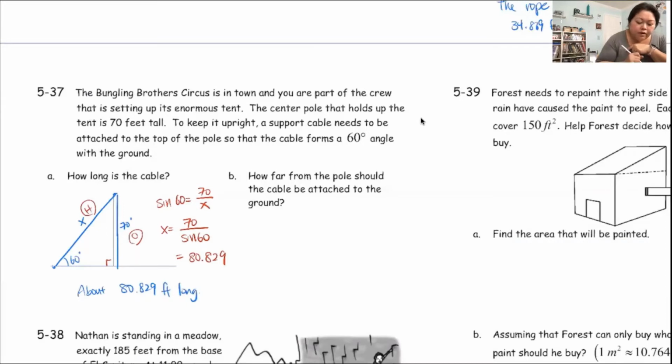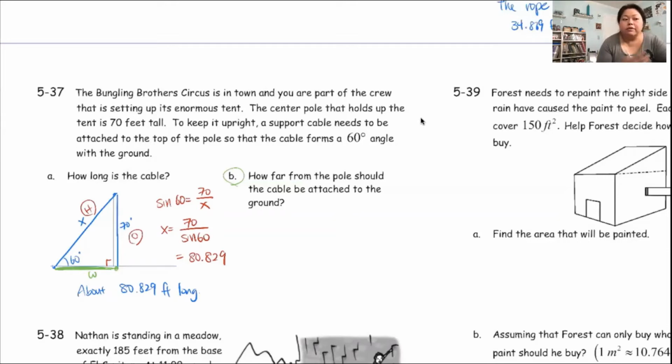Okay. How far from the pole should the cable be attached to the ground? So how far from the pole? So what is this problem asking? Part B is asking how far from the pole must the cable be attached to the ground? So right here, that's what this problem is asking. So since I already used the variable X, I'm going to use W just because, all right? So now you don't want to use X. You don't want to use the hypotenuse you just solved, right? You don't want to use that number because that's something you solved for.